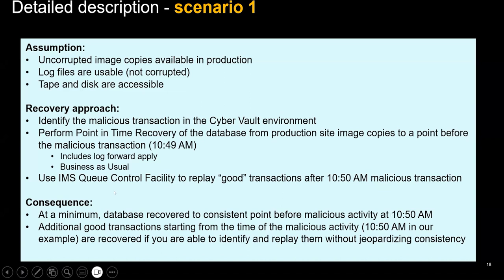Optionally, I can use something called Queue Control Facility to replay any good transactions that occurred after the 1050 malicious transaction, right? Because remember, I didn't discover this till 1125. So I didn't stop things in production until 1125. So there might have also been some good transactions that I would like to preserve.